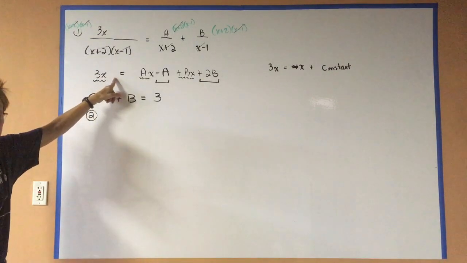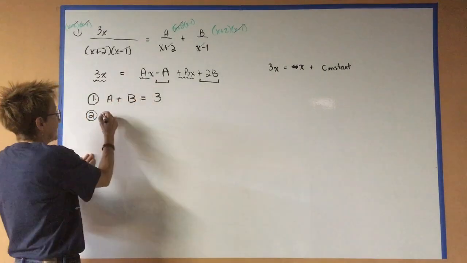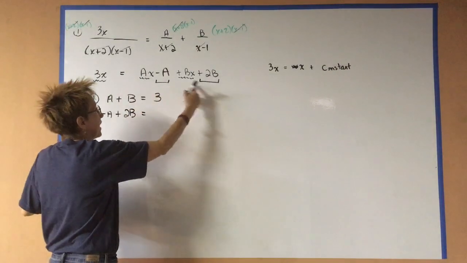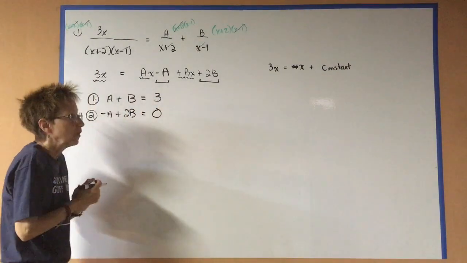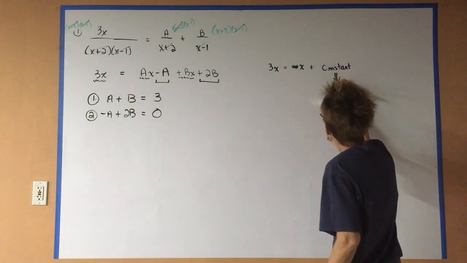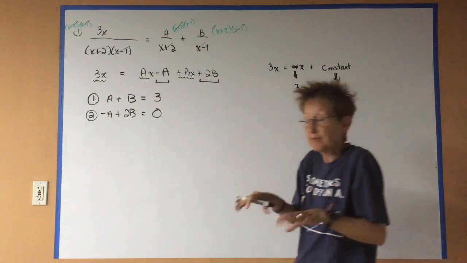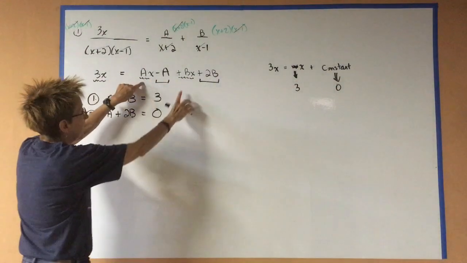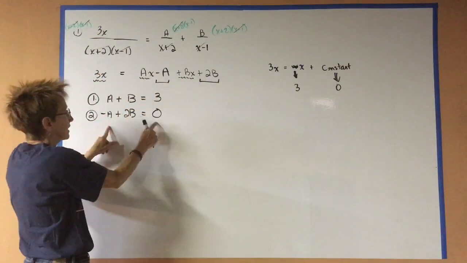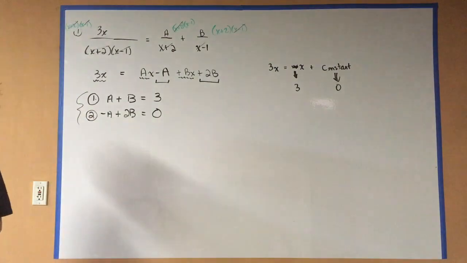What's my constant over here? It's 0, right? So that means negative a plus 2b is going to have to equal 0. Just like over here, this constant was going to have to equal 0, and this was going to have to equal 3. Same idea, you strip off the coefficients. So a plus b has to give me 3, and negative a plus 2b is going to have to give me 0. So what I have here is a system of equations.